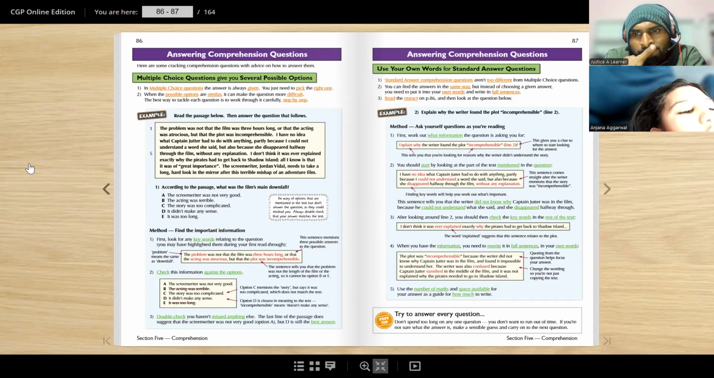Use the number of marks and space available for your answer as a guide for how much to write. Try to answer every question. Don't spend too long on any one question. You don't want to run out of time. If you're not sure what the answer is, make a sensible guess and carry on to the next question.